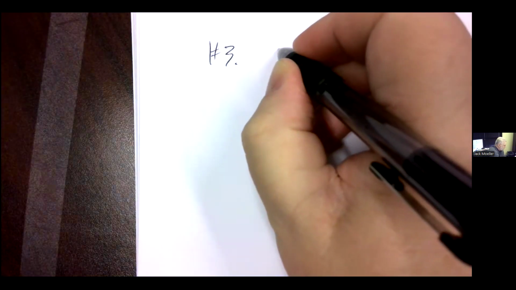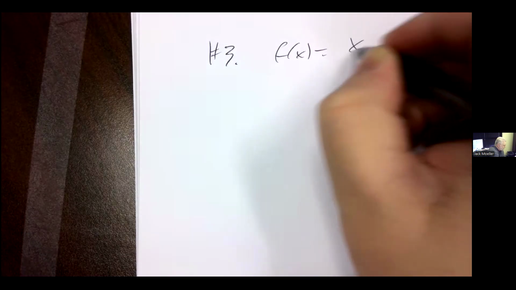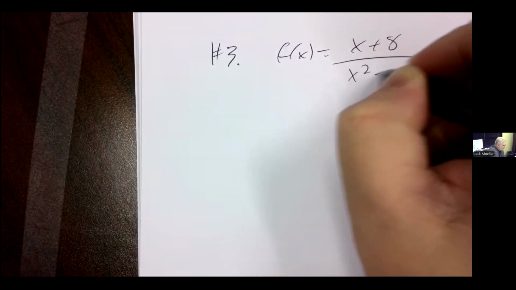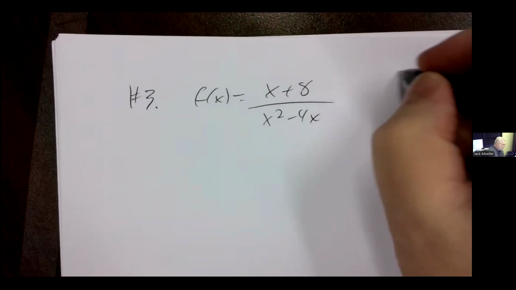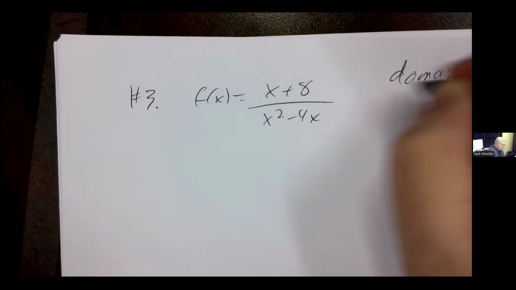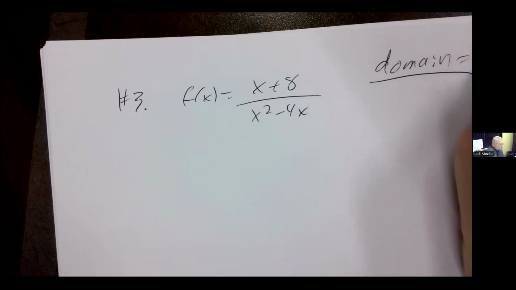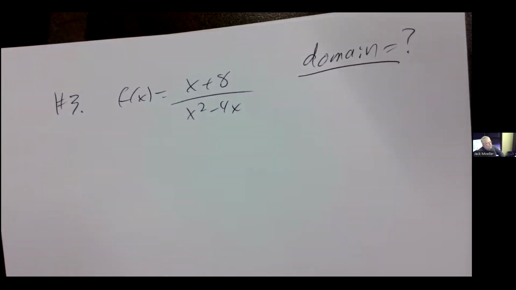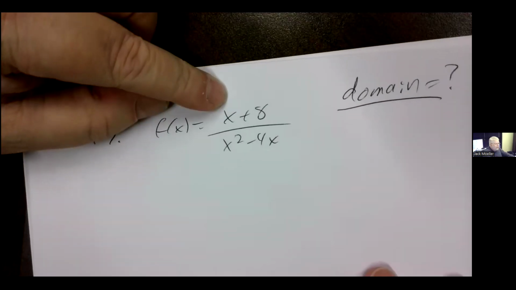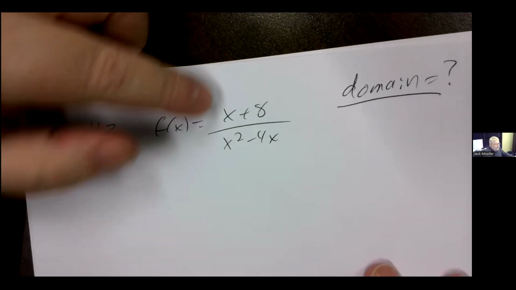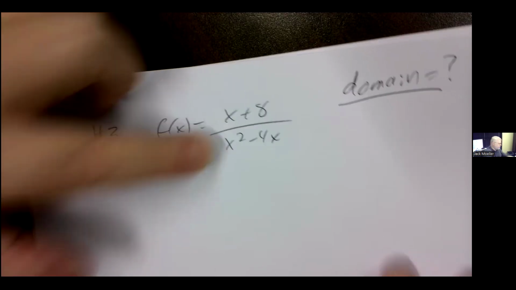How about the next one, number 3? So f of x equals x plus 8 over x squared minus 4x. Again, we want the domain. Okay. And so we don't care about the top because we can have 0 divided by a number, so just take the bottom, set it equal to 0, and solve.